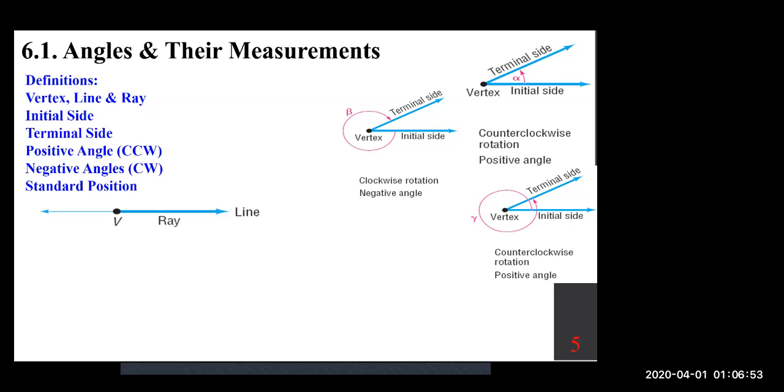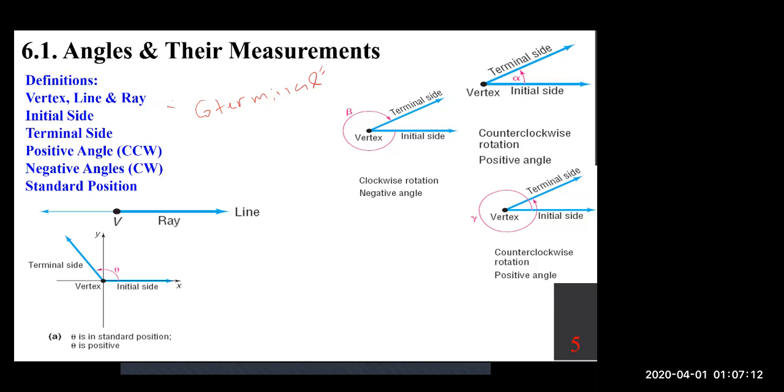All right, and so as I was mentioning, coterminal. Coterminal refers to angles that have the same terminal side, obviously the same initial side as well. And so now we have a standard position. Standard position means the initial side is along the positive x-axis.